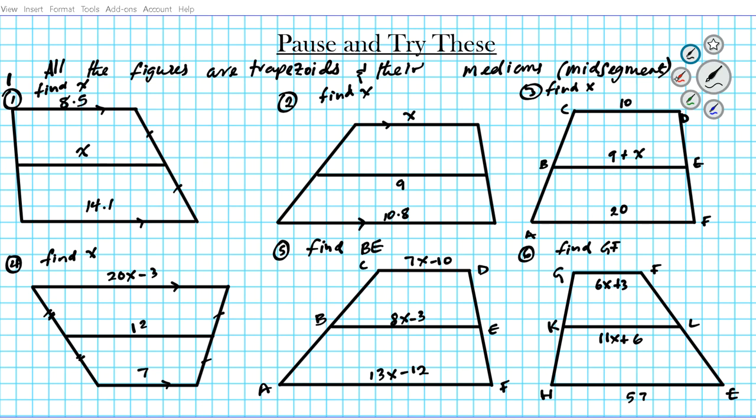All right, welcome back. So hopefully you had a chance to try the problems. Let's go ahead and write down what the answers are. For number 1, x is 11.3. For number 2, x is 7.2. For number 3, x is 6. For number 4, x is, what is x for number 4? X is 1. Alrighty, for number 5, BE is 29 units long. And then for number 6, GF is 21 units long.